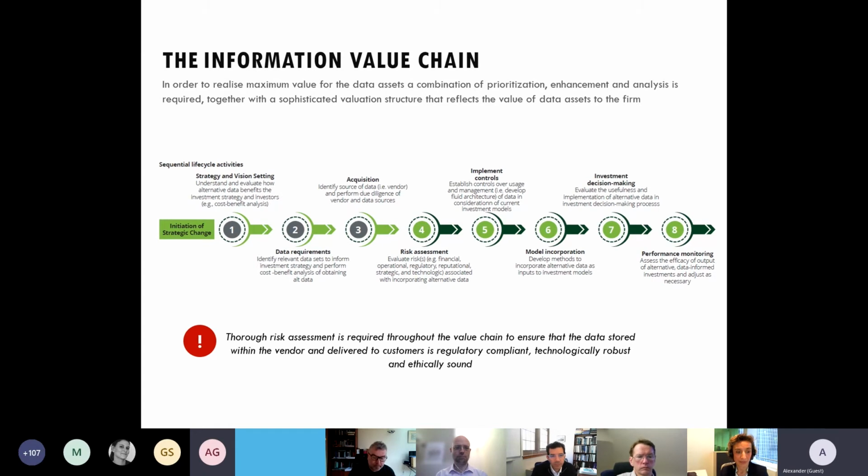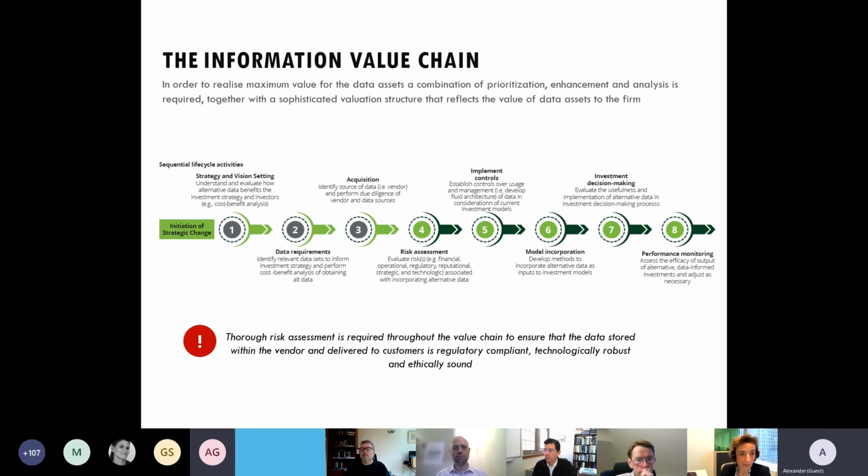Here I put down 8 steps for how you should approach alternative data if you want to start using it in your institution. Of course, the first one is strategy and vision setting. Not many firms are yet convinced that they should embark on this journey. So this conversation with the chief investment officer, with the CEO, but you can't go anywhere without strategy and vision setting. The second one is data requirements: find the relevant data set to inform the investment strategy. And of course, perform the cost-benefit analysis of obtaining data.